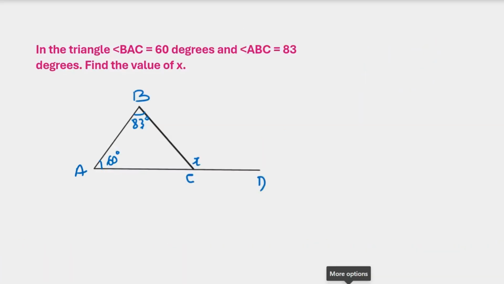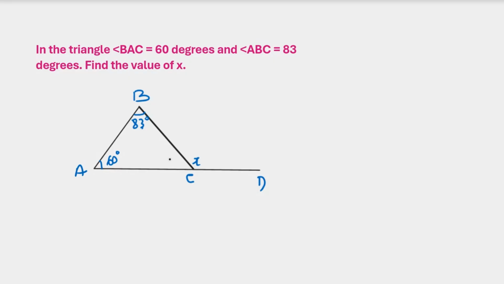Let's take our first question here. In the triangle, angle BAC is 60 degrees, that is this angle, and angle ABC is 83 degrees, and we have to find the value of x. This angle. How do we find the value of x?